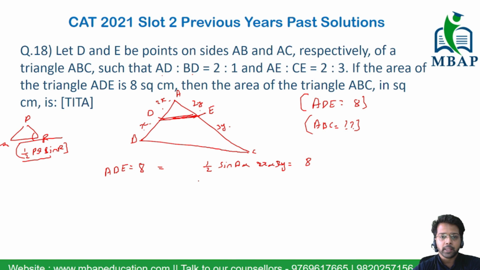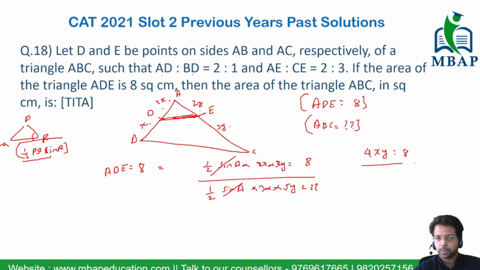And ABC will be what? ABC will be half times sine A into, now this time this will be 2x plus x equal to 3x, and 2y plus 3y equal to 5y. This is what we have to find. Now what is common? Half sine A is common. So in short, the question asks a simple thing: 4 times xy is 8. If 4 times xy is 8, then 15 times xy will be equal to how much?